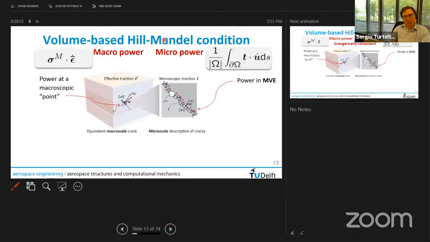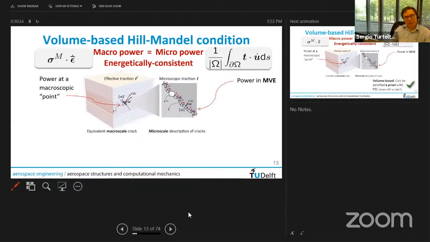Now, if I want these two descriptions to be connected, to be related to each other, then we have to make sure that they are energetically consistent. What that means is that if I compute the power this way, or I compute the power this other way, they have to be equal. That's the notion of consistency. These two quantities have to be equal. This is the so-called Hill-Mandel condition.